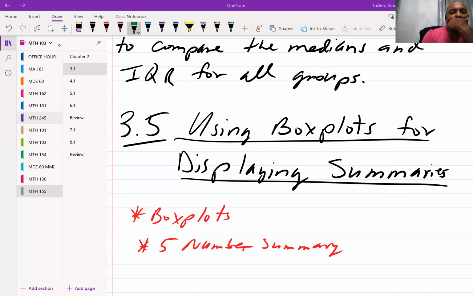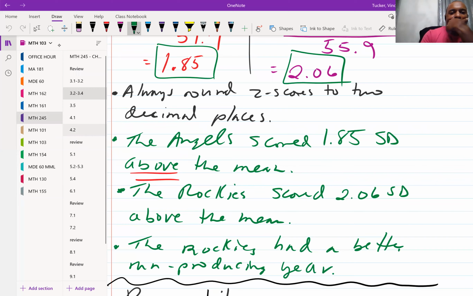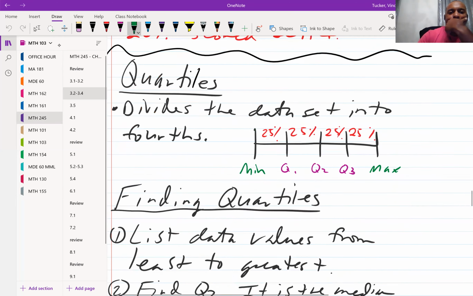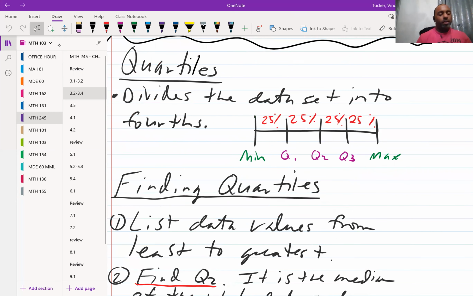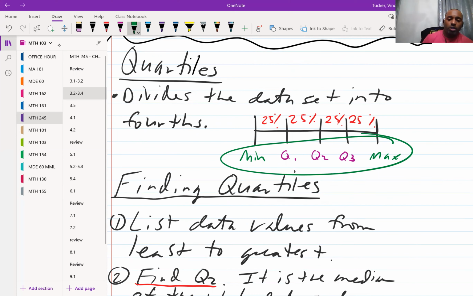All right, so, hold on, 3-4 is when I first talk about it. Okay, so 3-5. First, we need to start off with our quartiles. It divides our data set into fourths. Notice we have the minimum value, which is our smallest value, Q1, Q2, Q3, and then the maximum value.